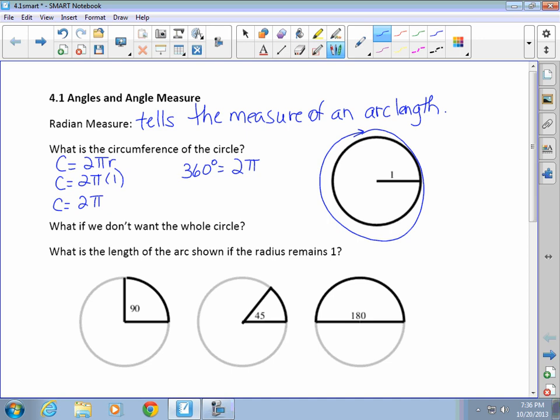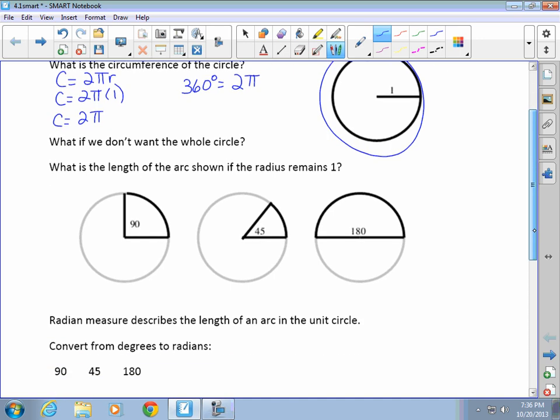Okay, so what happens if you don't want the whole circle? If we only want a part of that circle, or if you think of it as a pie, just a piece of the pie, we can find out the length of the arc when we're given the degree that we're working with. So we can see here that 90 degrees is actually 1/4 of the pie.